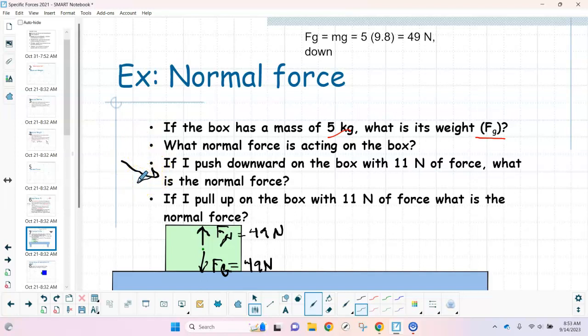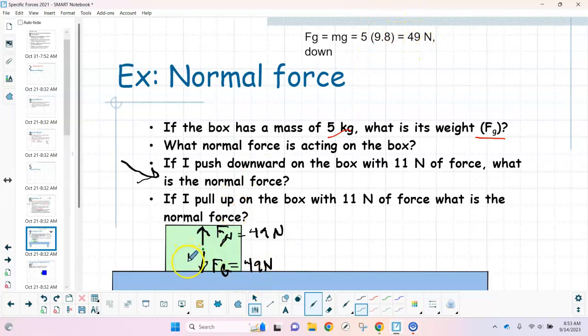It says, if I push downward on the box with an 11 newton force, or 11 newtons of force, what is the normal force then? So this is just to show you that the normal force adjusts and changes however it needs to. If I have the force of gravity, it's still the same box. It still has the same mass, same 9.8 for the acceleration due to gravity. So we still have 49 going down.